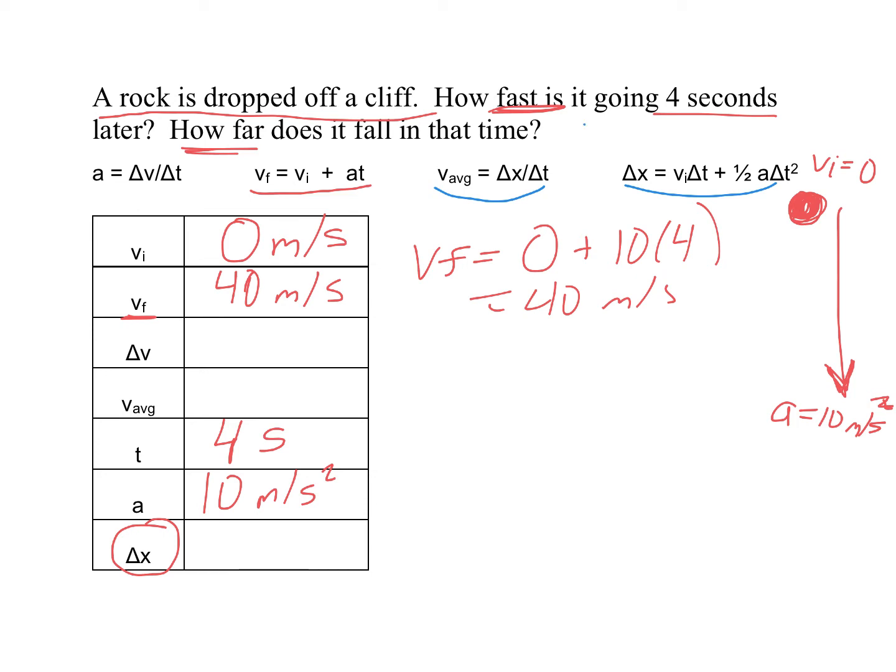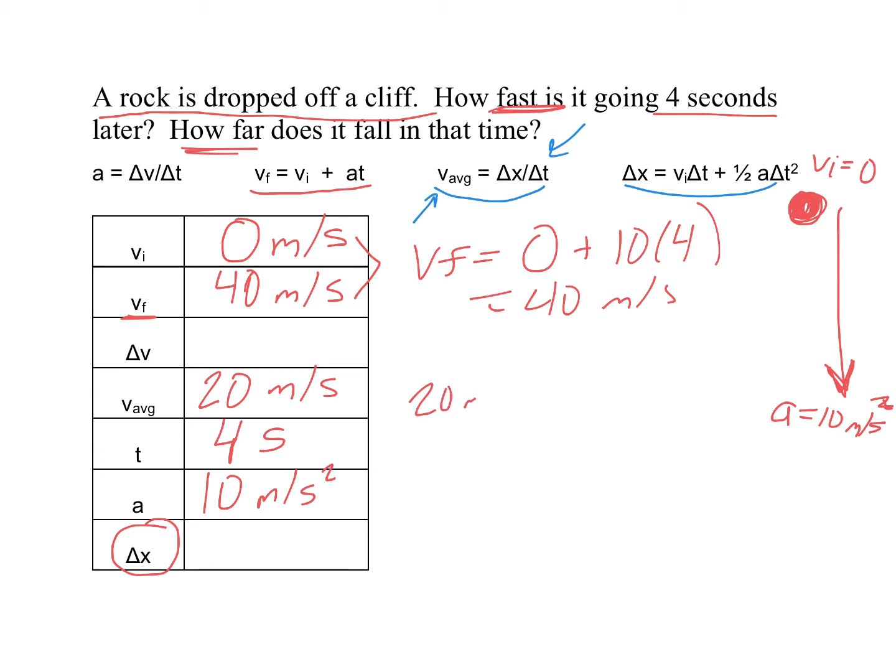So if I want to use this first method, I first have to find the average velocity. Average velocity is just what it sounds like: what is the middle velocity in some ways? If I'm starting at 0 and ending at 40, what is the average of those two? It would be 20, 0 plus 40 divided by 2. 20 is right in the middle. So that's the average velocity, and I know the time, so I would just take this equation.